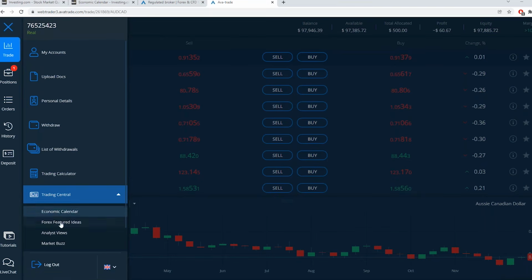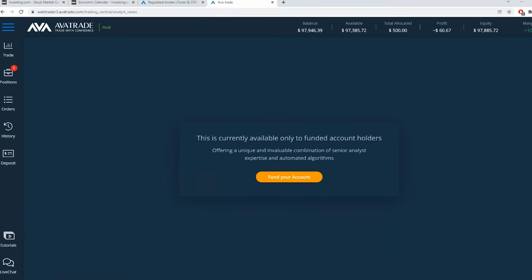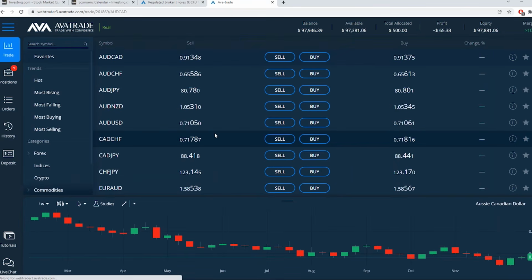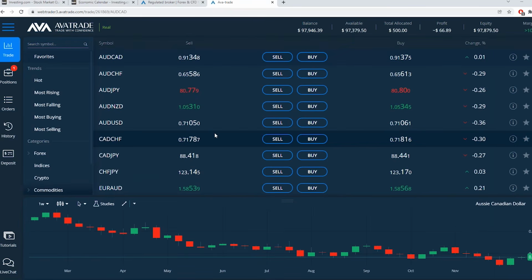Okay. If I click on this analyst views on my web trader, see, it tells me it's not available unless you fund the account. Okay. I think we're working on maybe making that available on demo accounts on the web trader as well. To me, that makes sense because it works on the app anyways on demo accounts, which I'm working here on a demo account basically. Okay.